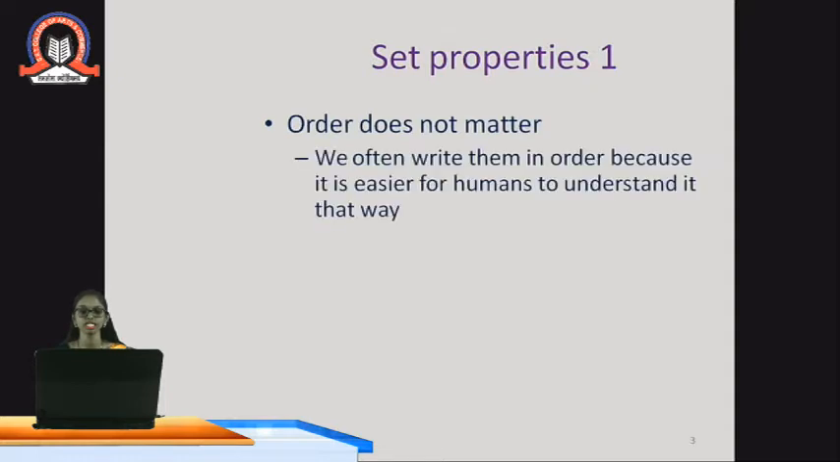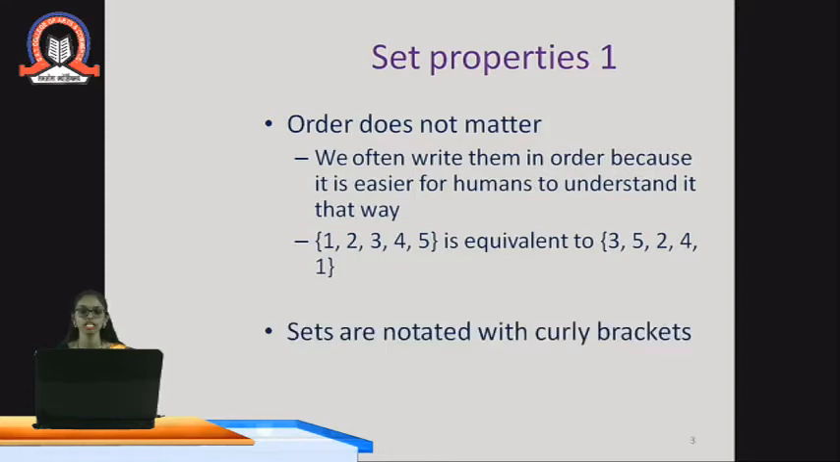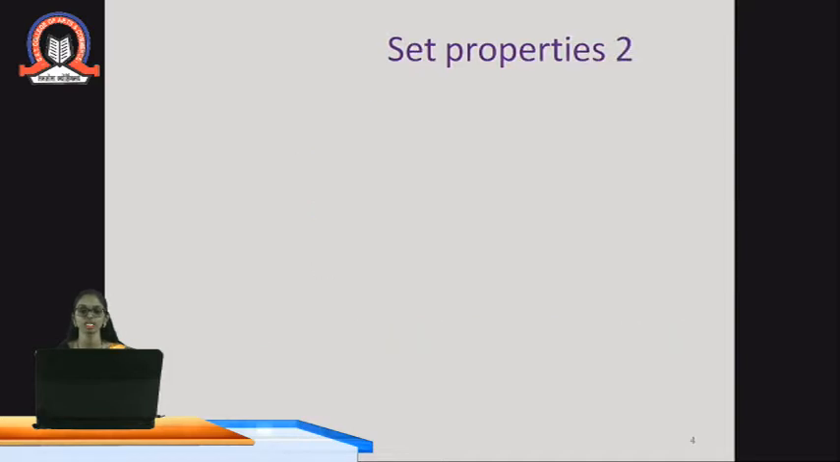Now the first property of sets: order does not matter. We often write them in order because it is easier for humans to understand it that way. Suppose my set is {1, 2, 3, 4, 5}. It is equivalent to {3, 5, 2, 4, 1}, meaning these two sets are equal. Order does not matter. The second property is that sets are noted with curly brackets. Always write sets in the form of curly brackets.